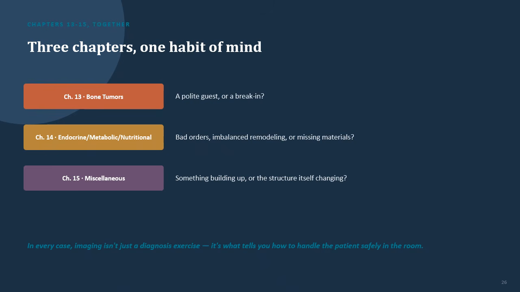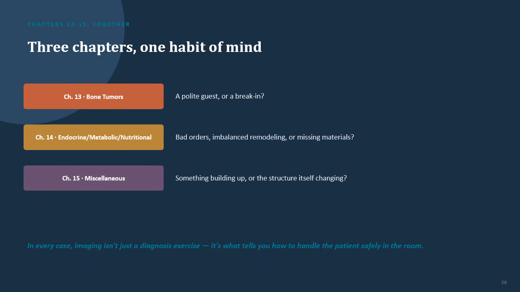So this concludes this week's requirements. We had this week chapter 13 talking about bone tumors, whether they were benign or malignant. With your benign tumors, they behaved as those polite guests, staying within the borders. And with your malignant tumors, they did not play by the rules. The other chapter was chapter 14, endocrine, metabolic, and nutritional disorders. We categorized them as bad orders, meaning the glands were not producing the hormones as they should. They were either overproducing or underproducing.